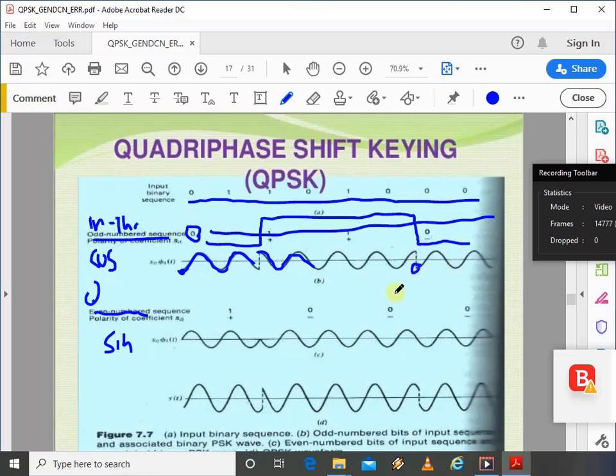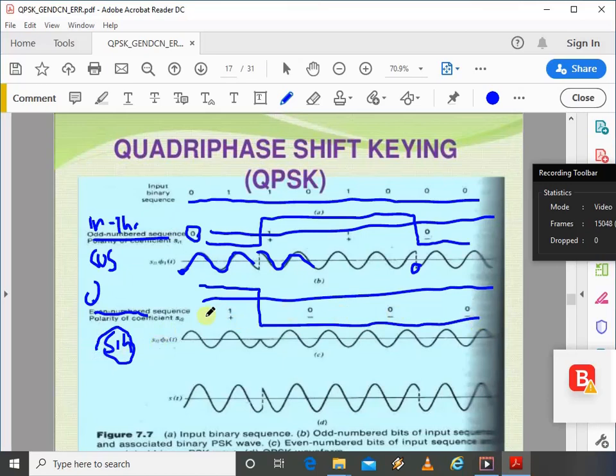Similarly, on this side, the even bits are encoded by a polar NRZ encoder. 1 is encoded by a positive pulse of unit amplitude, and 0 is represented by a negative pulse of unit amplitude. Again the next bit is 0, so a negative rectangular pulse. The third bit is also 0, so a negative rectangular pulse. Here we are using a sine function: a pulse of positive amplitude multiplied by sine will be sine.